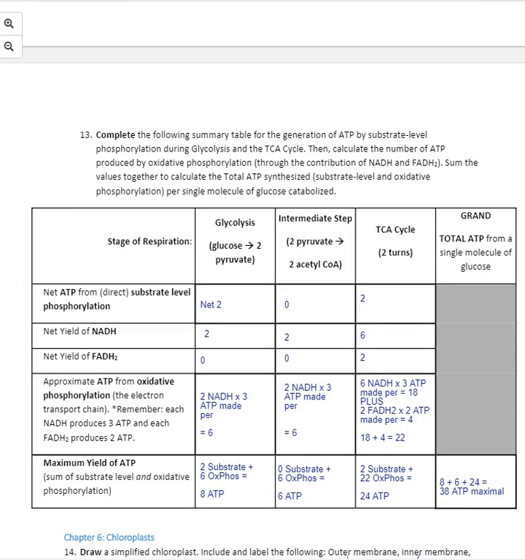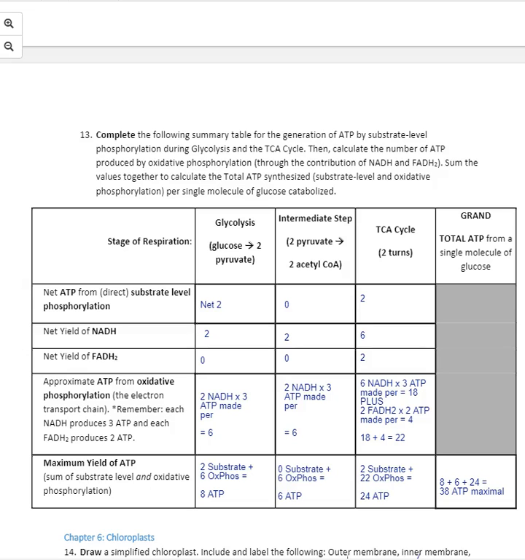Question 13. Recall that substrate-level phosphorylation is a type of direct transfer of a phosphate group. So the only 2 stages where ATP is directly made is during glycolysis and the TCA cycle. A major purpose of these steps is to acquire the reduced coenzymes NADH and FADH2. Glycolysis releases 2 NADH, the intermediate step 2 NADH, and the TCA cycle 6 NADH and 2 FADH2. These reduced coenzymes can be used to power the electron transport chain.